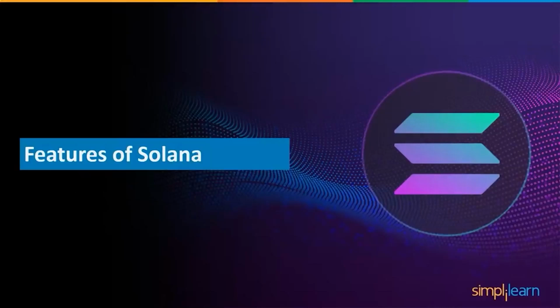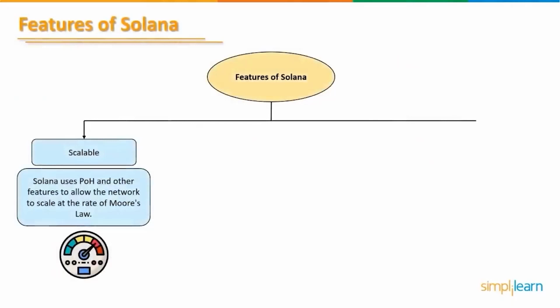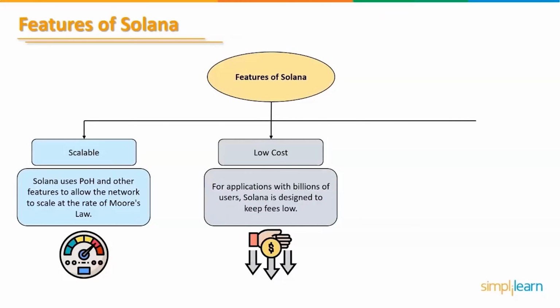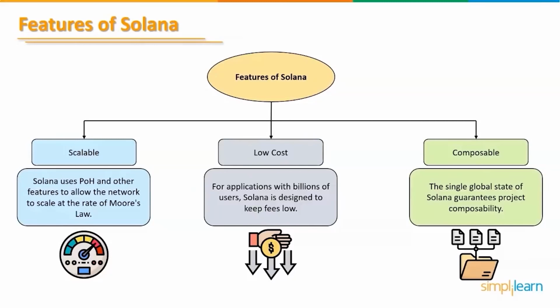Moving on, let's talk about its features, which make it unique and popular. Scalable: Solana uses proof of history and a number of other groundbreaking features to allow the network to scale at the rate of Moore's law. Low cost: for applications with billions of users, Solana is designed to keep fees low. So you will never have to worry about rising fees as your user base grows. Composable: the single global state of Solana guarantees project composability. Multiple shards and layer 2 systems should never be dealt with.